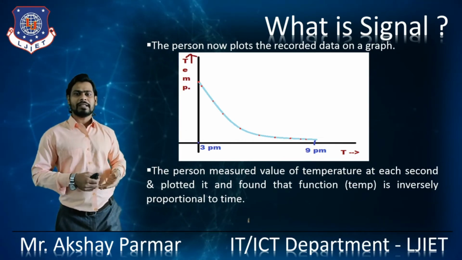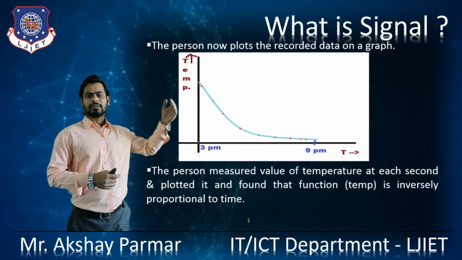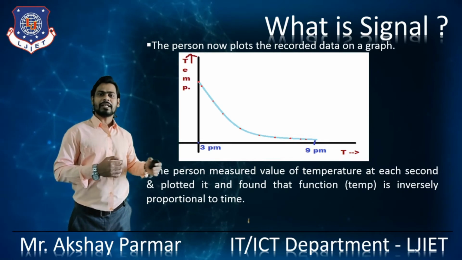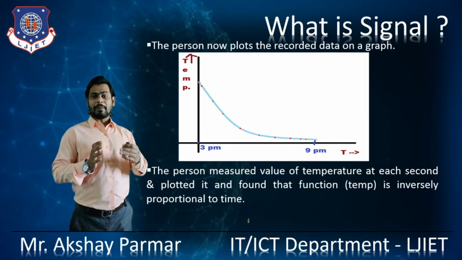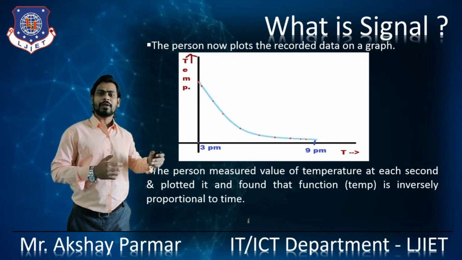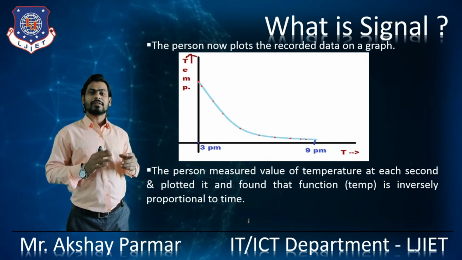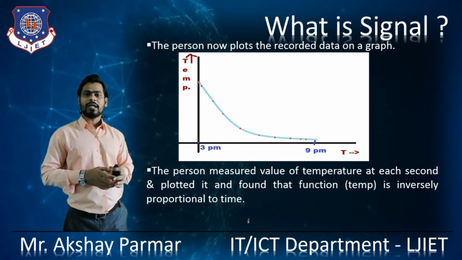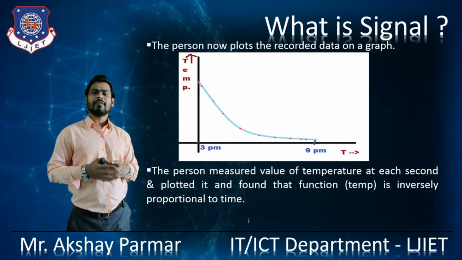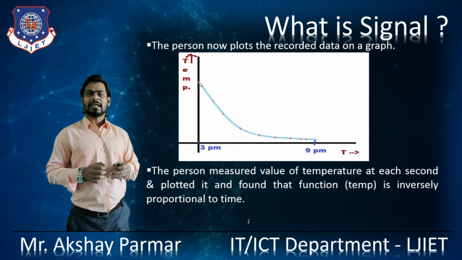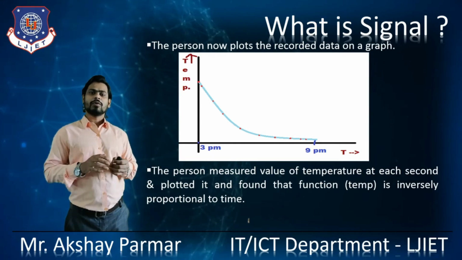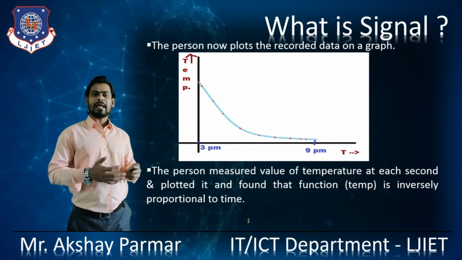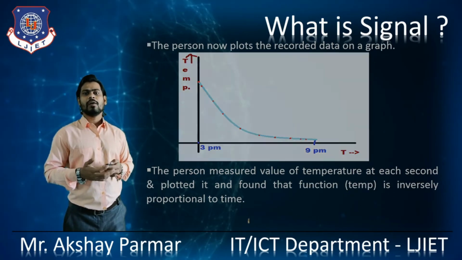Here you can see that there is a timeline, and then the temperature chart. Here you can notice that the temperature decreases as the interval of time passes, right? The temperature is decreasing with respect to time. So the person has measured the value of temperature at each second and plotted it into the graph, and we find that the temperature is decreasing with respect to time. So we find that temperature is inversely proportional to time, right? This is how signals work.